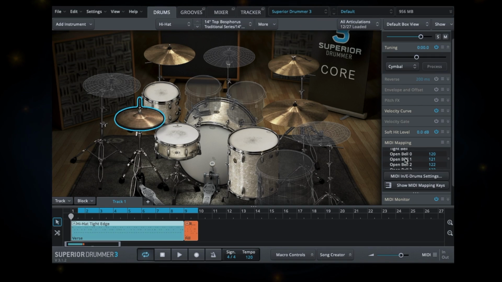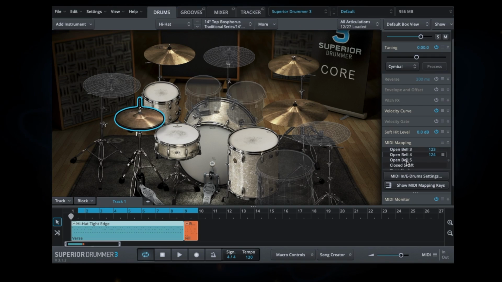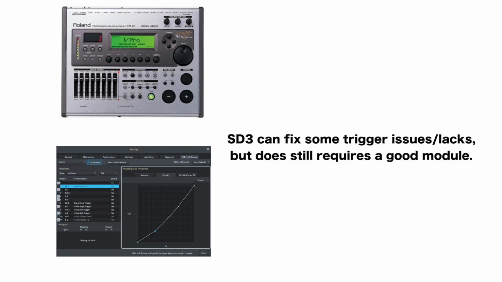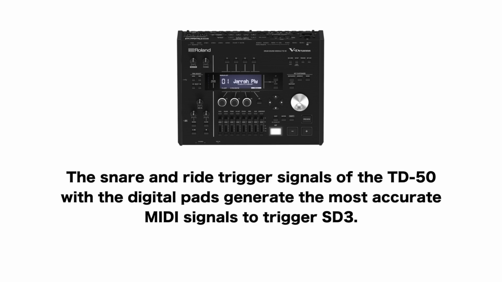The Superior Drummer 3 hi-hat even features 3 zones. I'm still hoping that Roland releases a digital hi-hat that might be able to trigger all the 3 zones in SD3. A very good trigger result requires a module that generates and sends accurate MIDI signals to Superior Drummer 3. The Roland TD-50 combined with the digital pads is currently the best eDrum brain to trigger SD3.